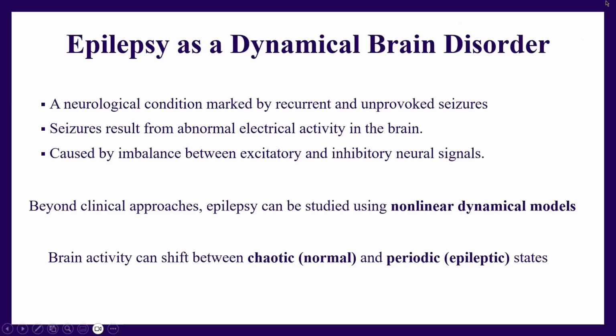Let's begin with what is epilepsy. Epilepsy is a neurological disorder where the brain experiences repeated seizures. This happens because of unusual electrical activity in the brain. Basically, it's the imbalance between the excitatory and inhibitory signals.